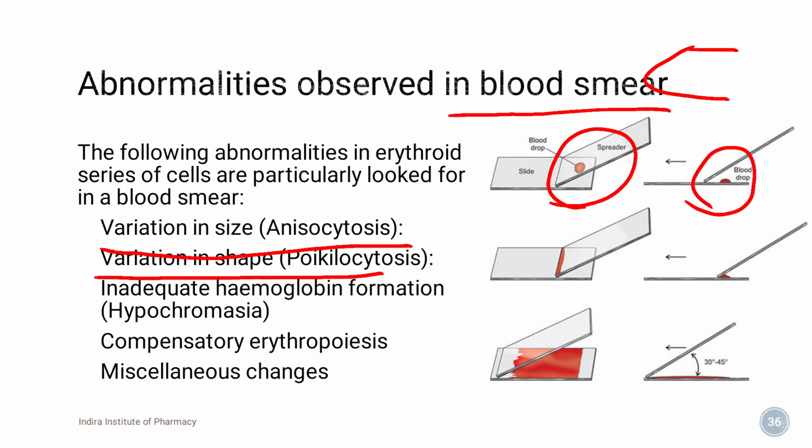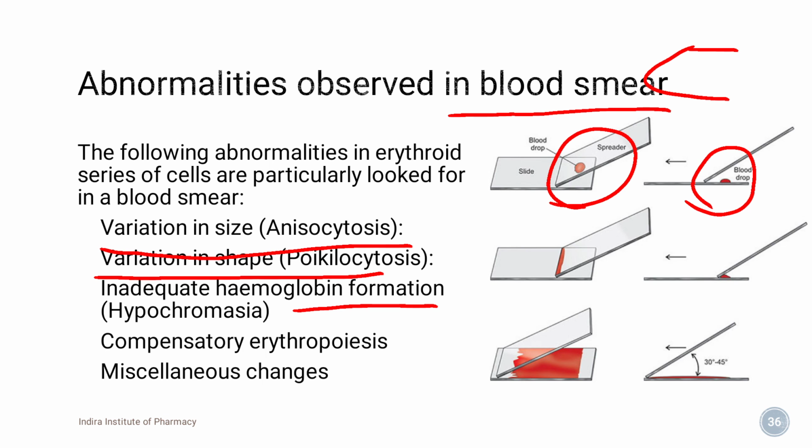The following abnormalities in the erythroid series of cells are particularly looked for in the blood smear. So what are those changes that are observed? Variations in size, which is called anisocytosis. Then we have variations in shape, which is called poikilocytosis. Then we have inadequate hemoglobin formation.